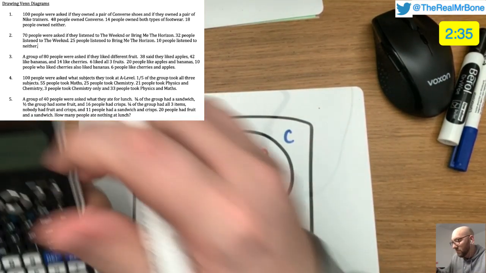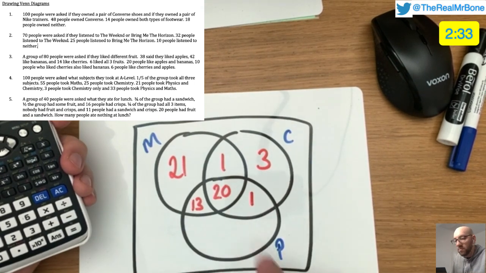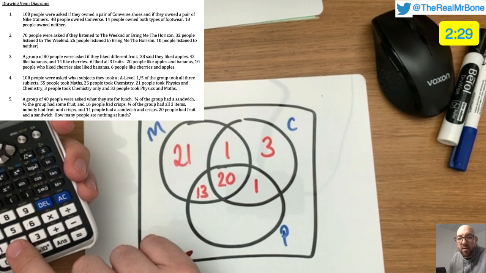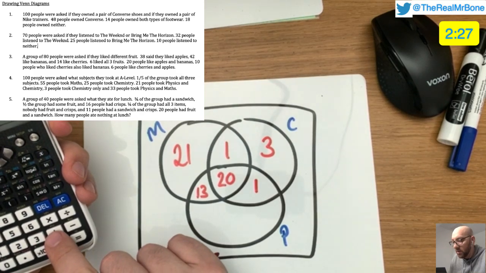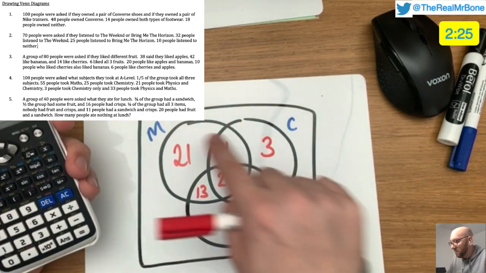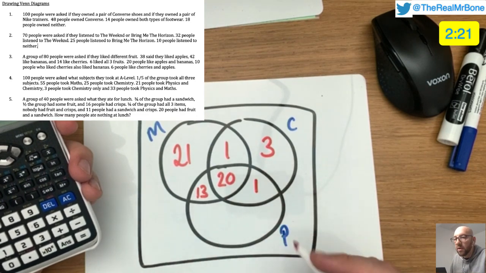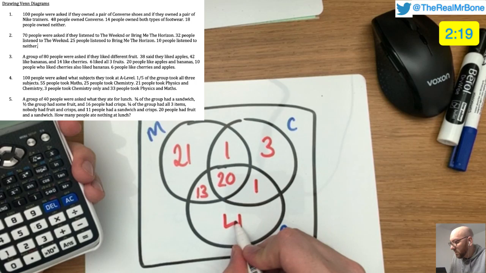So to work out how many people took physics, all these numbers need to add up to 100. They must have taken something. 20, well, that's 55. Well, that's 59. Okay, 59. This must be 41.